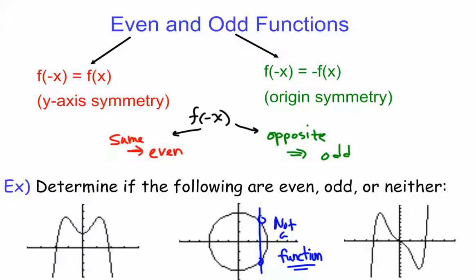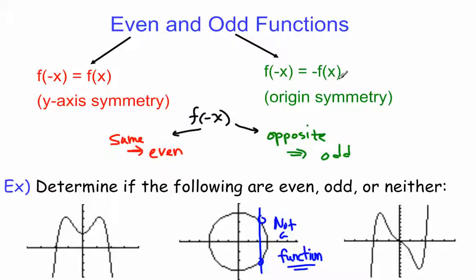Two special types of functions are even functions and odd functions. The straightforward definition for an even function means that if I take f of negative x, I'm going to get back f of x. I get back the original function. An odd function means if I take f of negative x, I actually end up with the opposite of f of x. I get back everything opposite to the original function.